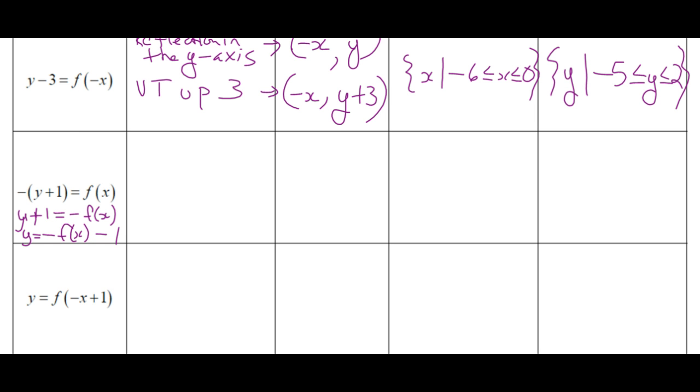You could also have done this. Negative y minus 1 is f of x, right? But you're going to get to the same thing, and I think it's easier to do that. All right, so was there a reflection? What kind of reflection? There's a reflection in the x-axis, and then a vertical translation, down 1.